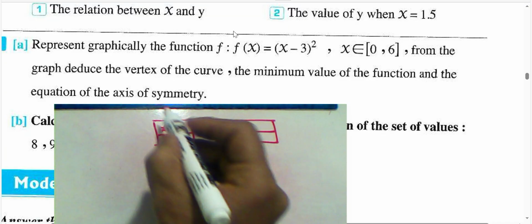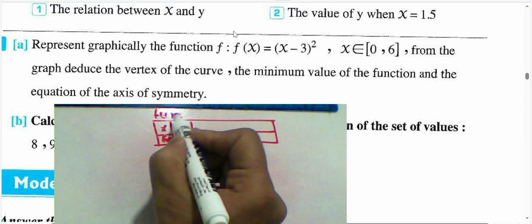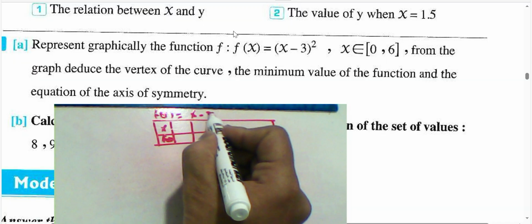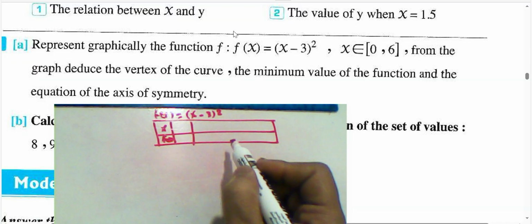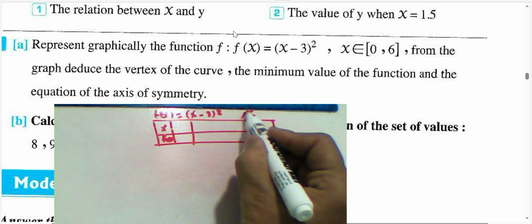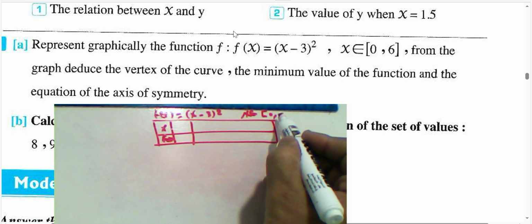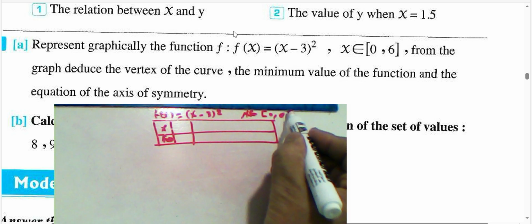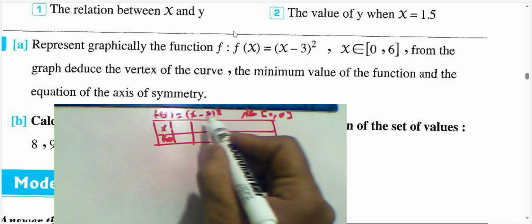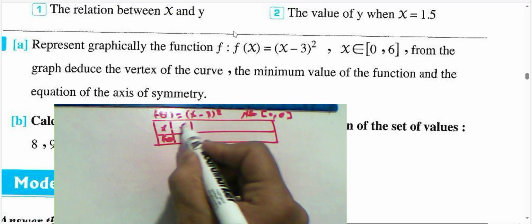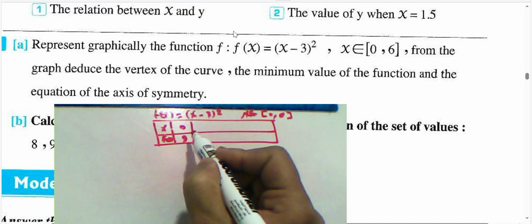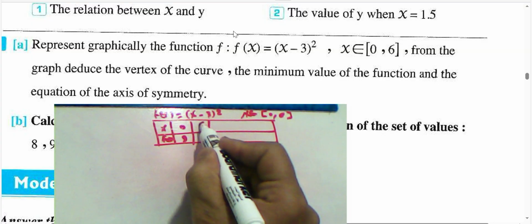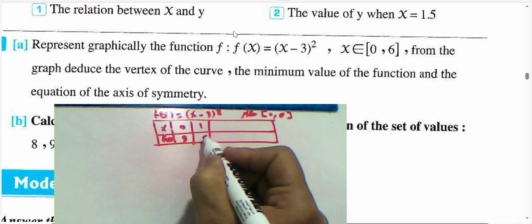We have the function here, f of x equal to (x minus 3) power 2, and x belongs to the interval from 0 to 6. Okay, with 0, negative 3 power 2, it will be 9, okay? And 1 minus 3, negative 2 power 2 is 4.